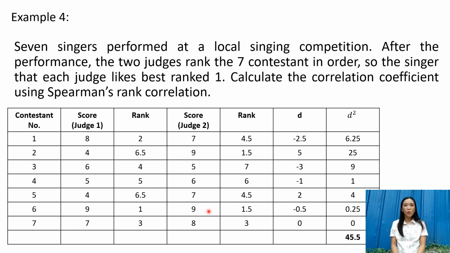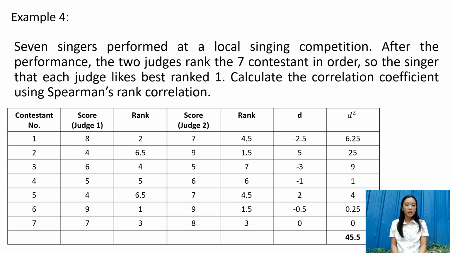So what will be their rank? Since they have the same score, we need to rank them, not the rank from 1 and 2. So we need to get the median of 1 and 2, which is 1.5. So both contestant number 2 and contestant number 6 got the rank of 1.5. So again, let's proceed to the value of D.